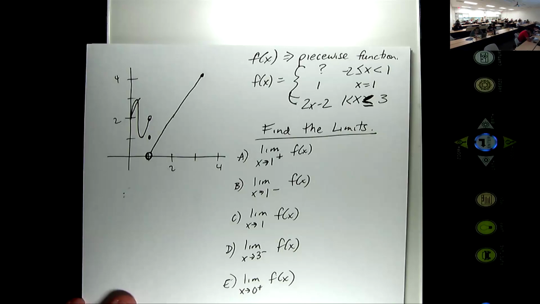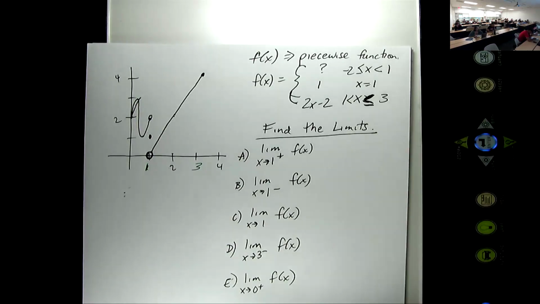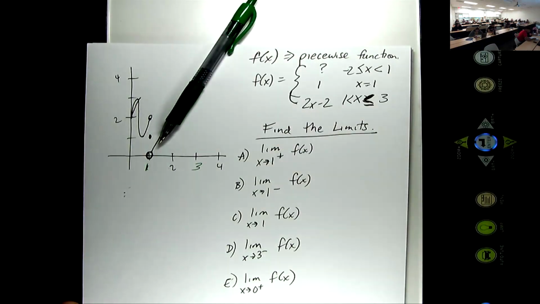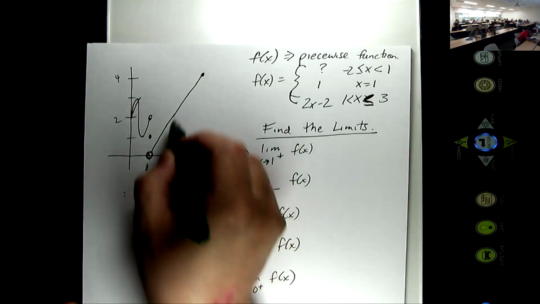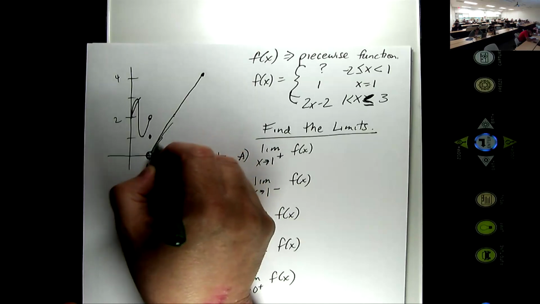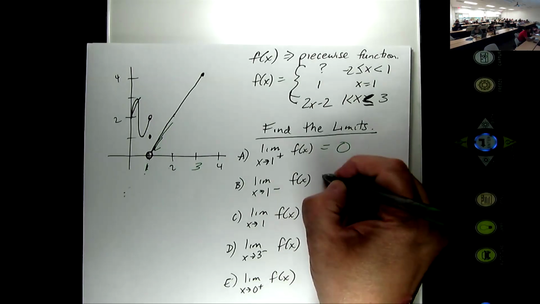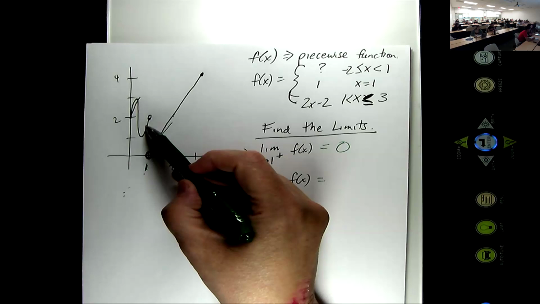Alright, so x approaches 1, this is 1 right there. When we're approaching it from the right, what does it look like? Well, we're looking at this line right here, right? If we're approaching 1 from the right, we need to come in from the right. What's the y value there? It looks like 0, right? Do you guys agree? What about if we approach from the left? It does some crazy stuff, but as we get really close, it looks like it's approaching 2.